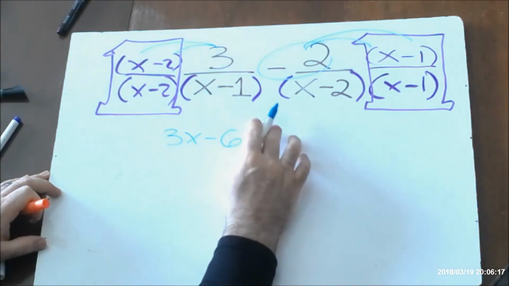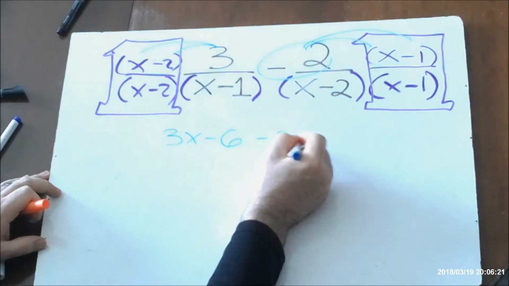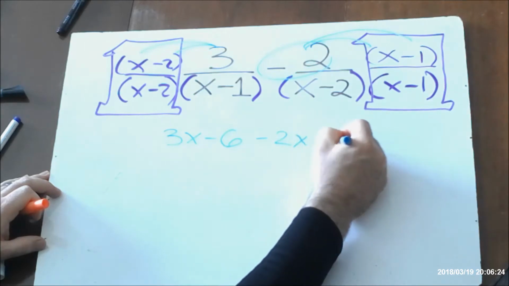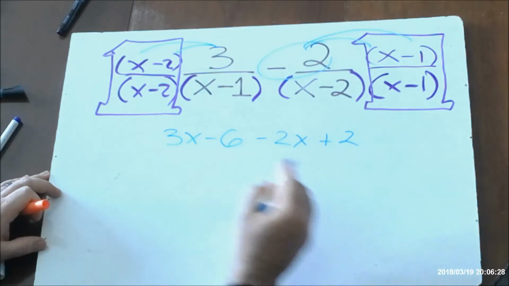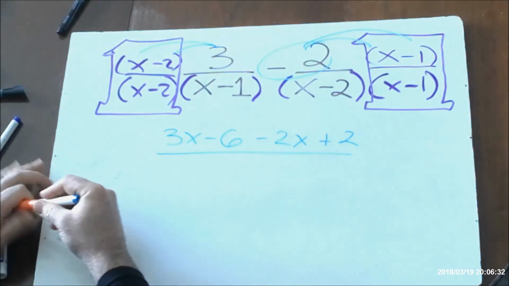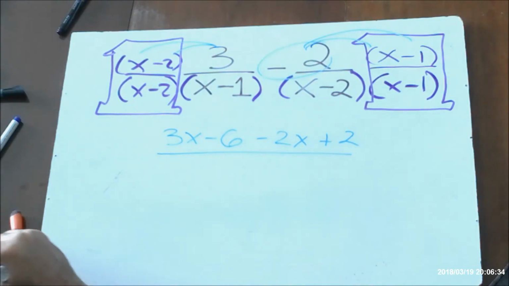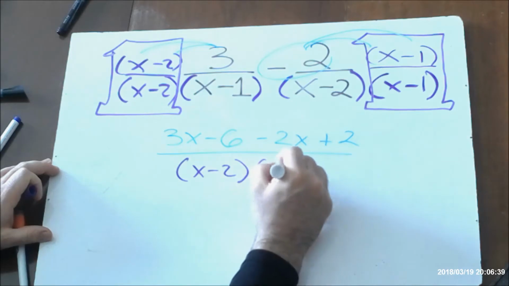So we can go ahead and multiply negative 2 there, so that becomes a negative 2x plus 2. This negative 2 times negative 1 is a positive. So that's the numerator there. All of that is going to be over this same denominator, so we have x minus 2 and x minus 1.